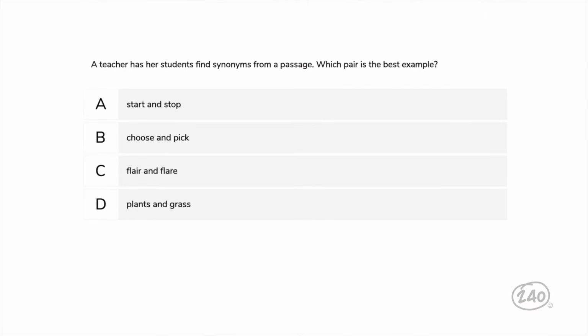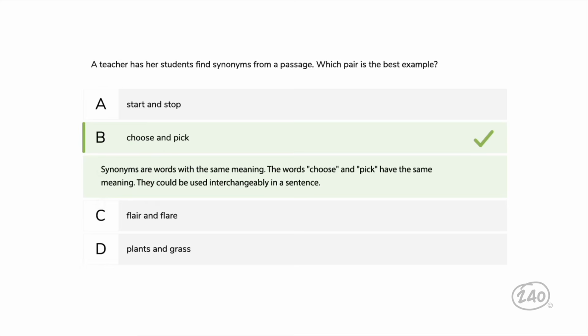A teacher has her students find synonyms from a passage. Which pair is best? Synonyms are words with the same meaning, so it's this one. Start and stop are opposites, so they are antonyms. And flare and flair sound the same, so they are homonyms, but they do not mean the same thing. And this choice looks tempting, but plants are a category and grass is an example.